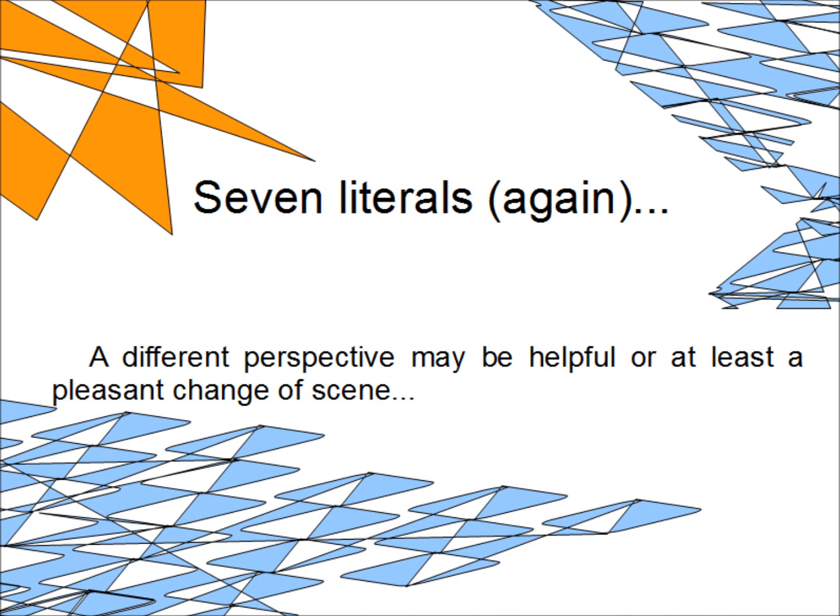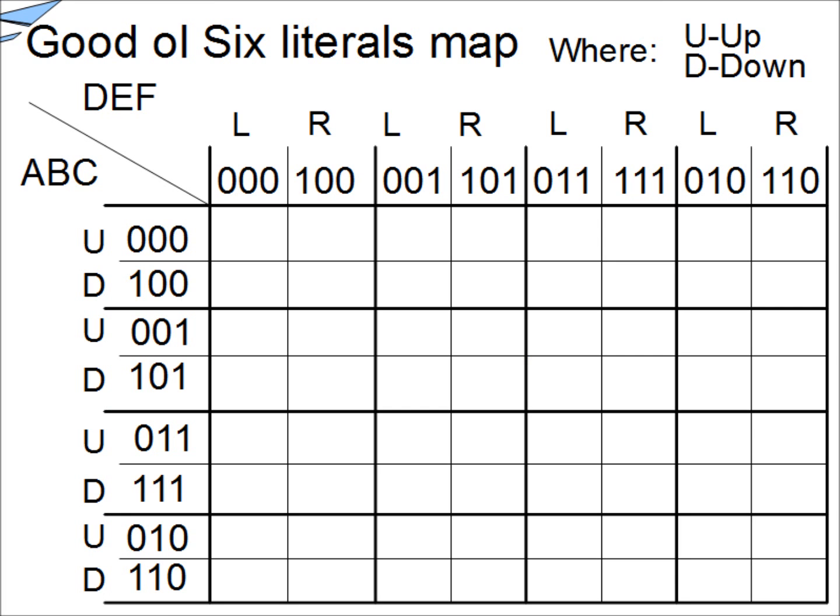Okay, so we're going to tackle 7 literals, but from a different angle. So back to the old 6 literal map. I really like this map because it's two-dimensional, nothing's repeated, and it's just eye candy to me. So what we're going to be doing is we're going to distort it in an entirely different manner.